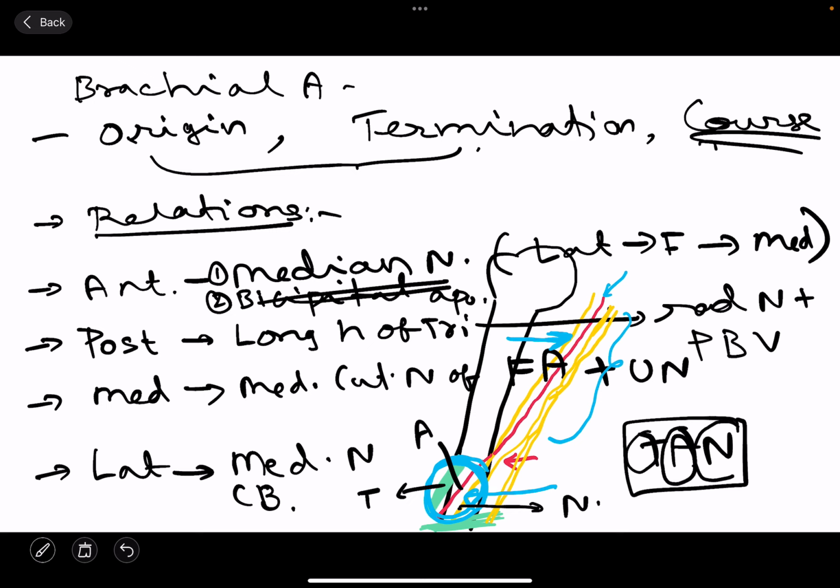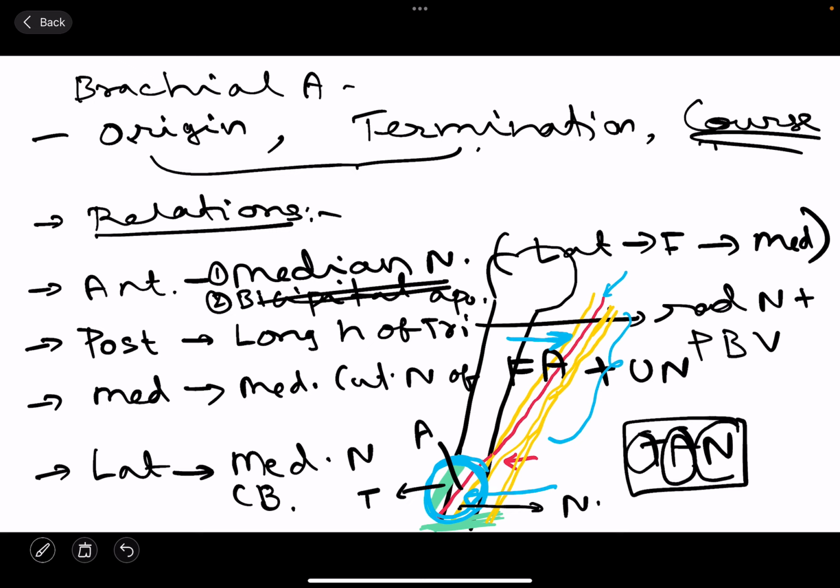Initially it runs in close association with the brachial artery. We discussed the relation between the brachial artery and the median nerve already. After its formation in the axilla by the union of the medial and the lateral roots, the median nerve passes downwards along the lateral side of the third part of the axillary artery, and it appears in the arm.